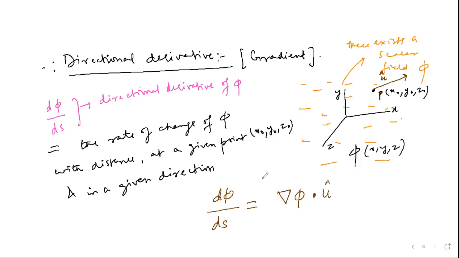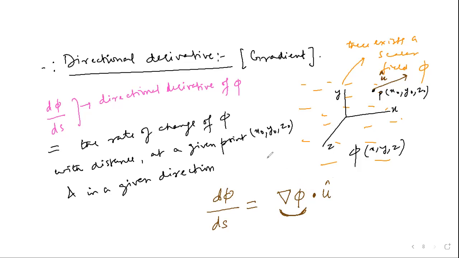In order to find the directional derivative of this function phi, you have to find the dot product of two things, this unit vector and this thing. Now this thing is new to you. One thing you can infer from the dot product is that it is done between two vectors. This is a unit vector, right? This must also be a vector.